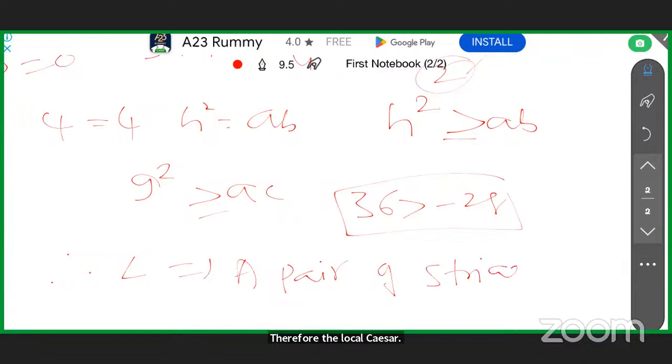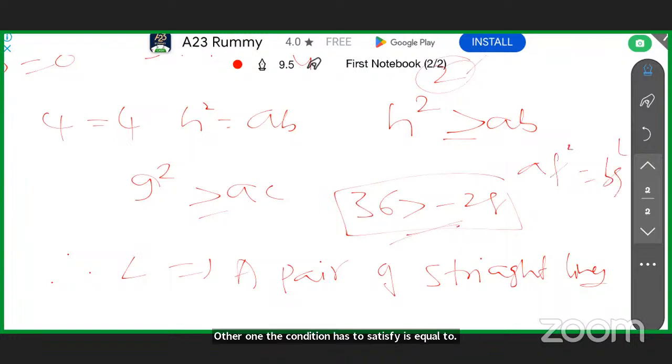So no need of the third one, like F square greater than or equal to BC. Already our condition is satisfied here. If we get two conditions satisfied, no need of the third one. This condition cannot be satisfied in the other case, where the condition to be satisfied is AF square equal to BG square. Here this condition is not there at all, so no need of wasting time.